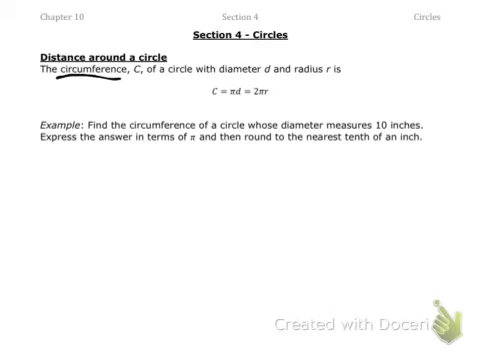The circumference with a diameter d and radius r is C, or the circumference equals pi times d, the diameter, or 2 pi r, depending on how the information is presented to you. You can use either one.